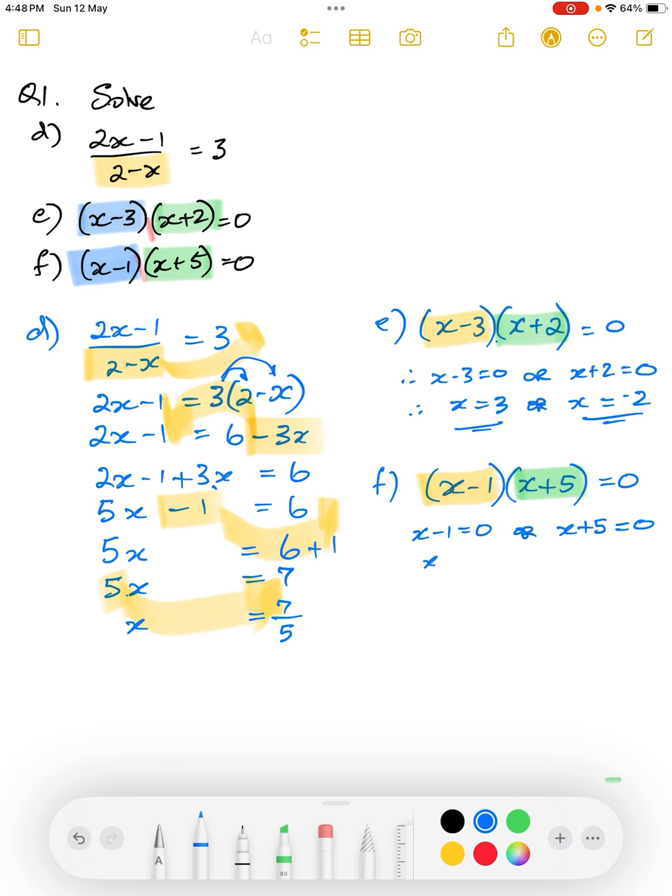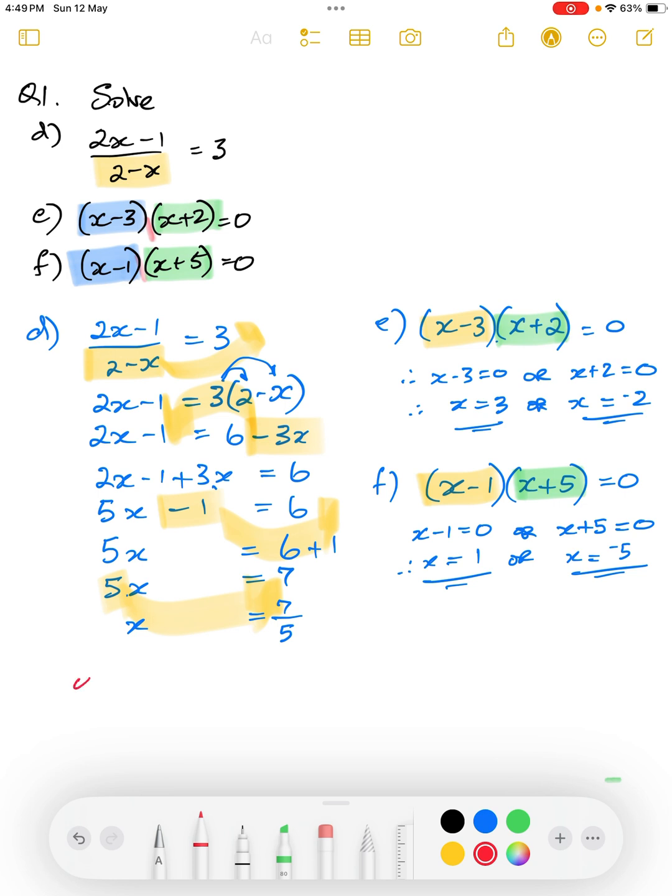So if x minus 1 is 0, take the minus 1 across to be plus 1. 0 plus 1 is 1. And for this second factor, take the plus 5 across to be minus 5. 0 minus 5 is negative 5. So our two solutions are x is 1 or x is negative 5.